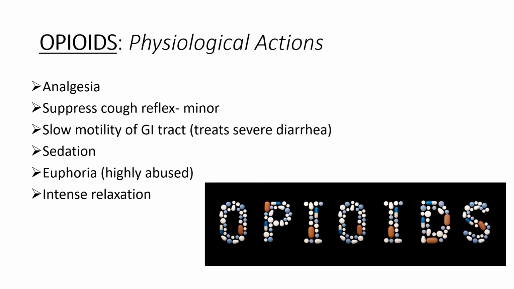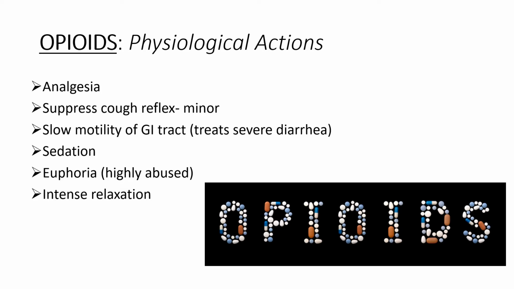So what are the physiological actions of opioids when they attach to opioid receptors? Well, the first one, and the one that we take advantage of the most in terms of its usefulness, is analgesia, so pain control. We can also use opioids to try and suppress a cough. For example, codeine syrup is sometimes used to suppress a cough.